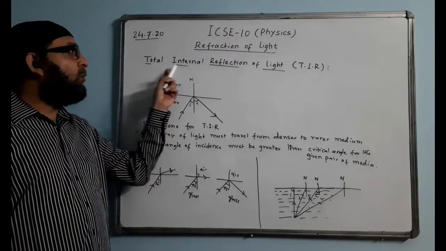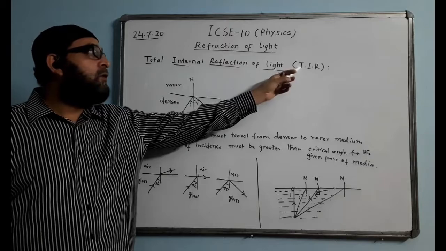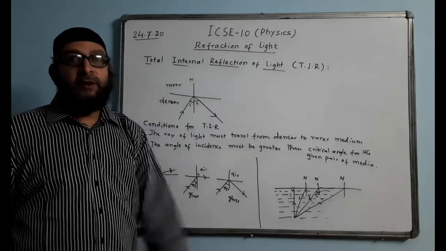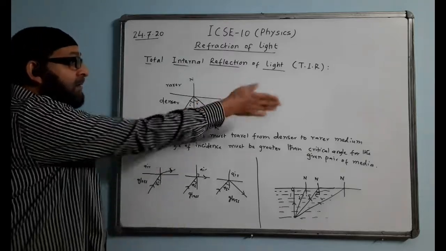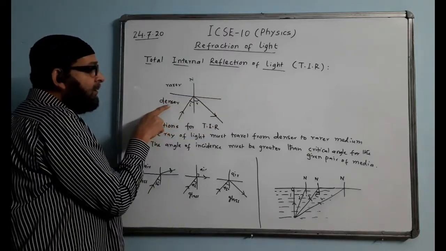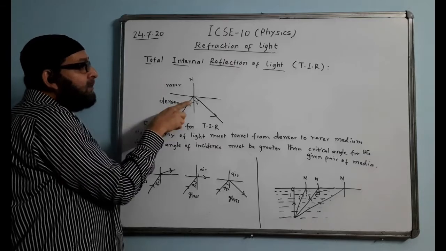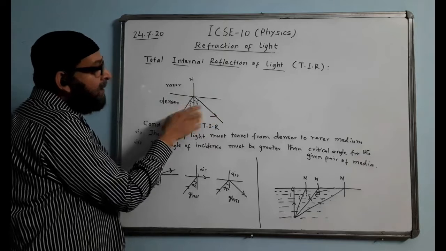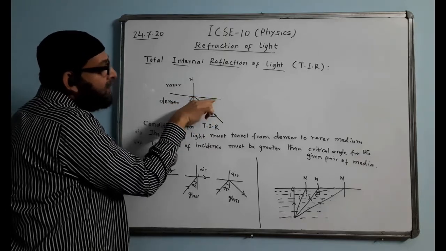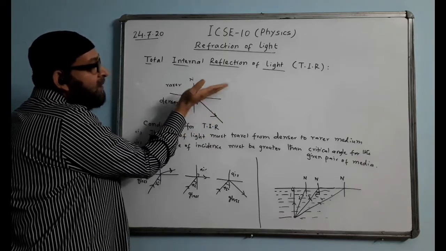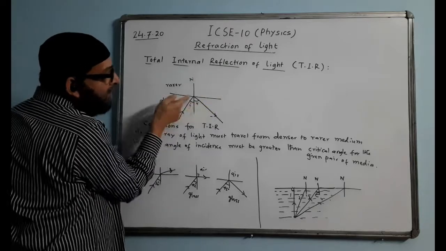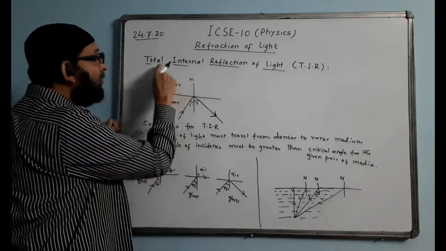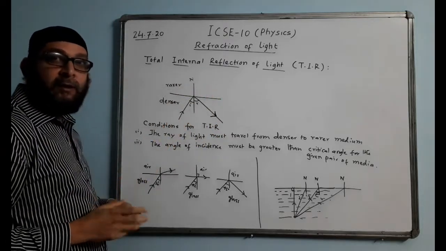Okay, the topic is total internal reflection of light. In short, we call it TIR. T means total, I means internal, R means reflection of light. You can see, as I told you in the previous diagram, for a ray traveling from the denser to the rarer medium, if this angle I is more than the critical angle, then the ray returns back. Because at the critical angle, the ray just touches. If the angle is less, the ray will go away. If the angle is more, the ray returns back in the same denser medium. This phenomenon is called TIR, or total internal reflection of light.